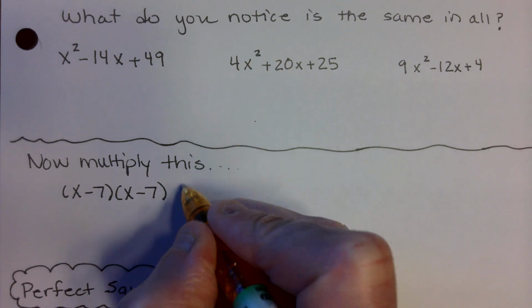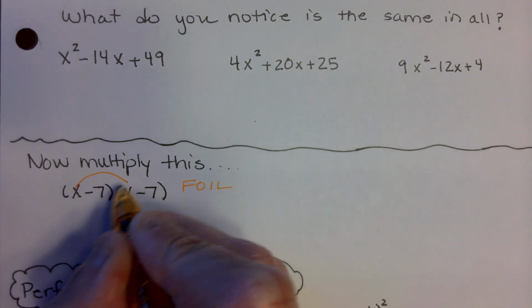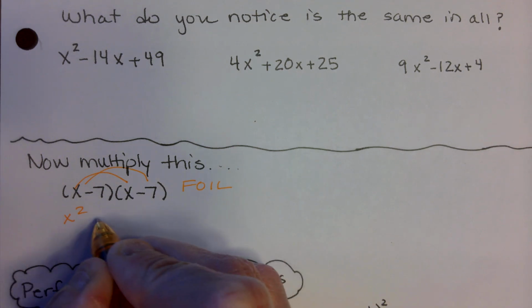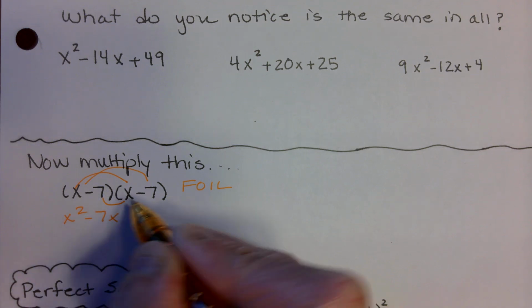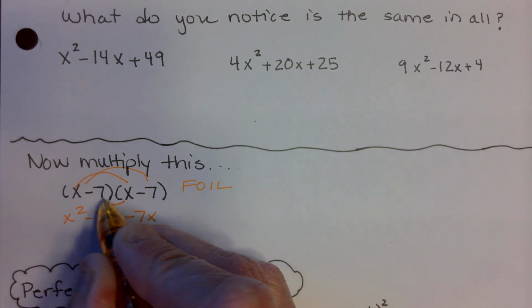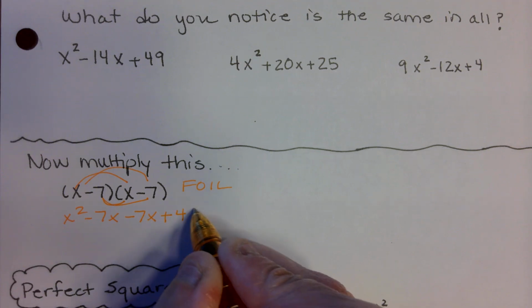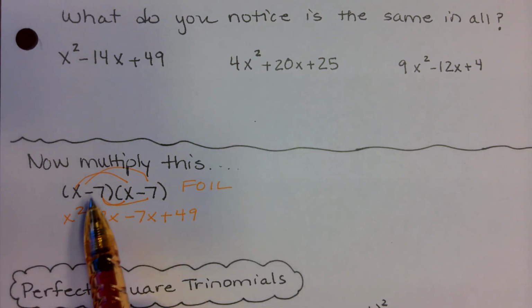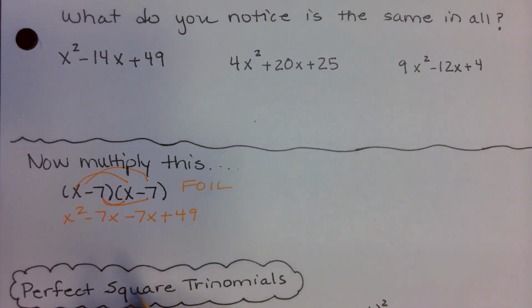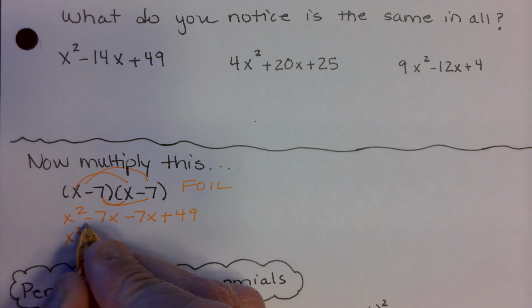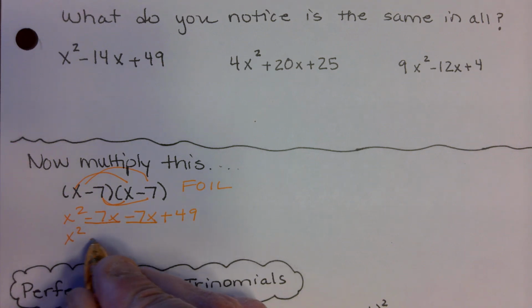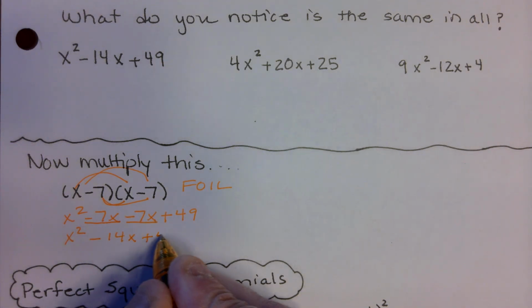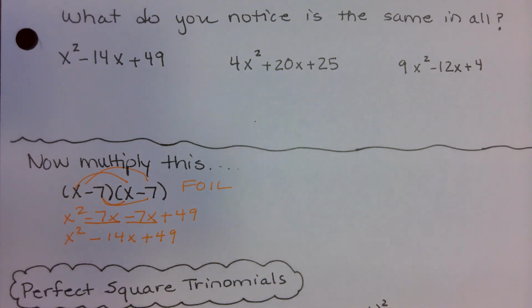All right, so foiling again. X times x, x squared. X times a negative 7 is negative 7x. Negative 7 times x is a negative 7x. Negative 7 times negative 7 is positive 49. Again, if you get tripped up with the negative signs, just change them to keep, change, flip. I'm going to combine like terms, and I've got a negative 7x and another negative 7x, so that's a negative 14x plus 49. Oh! What do you see?